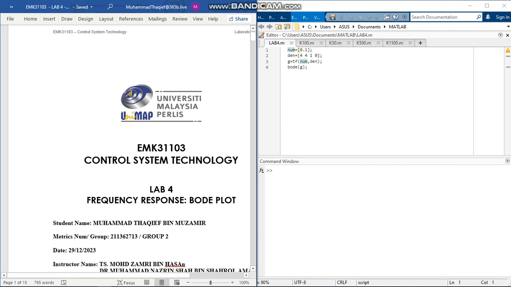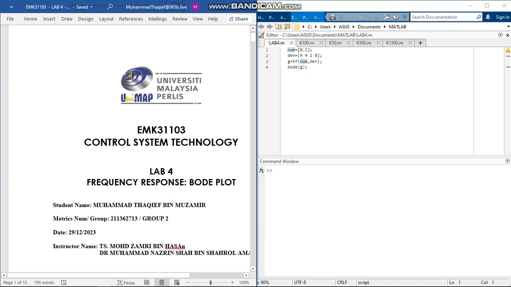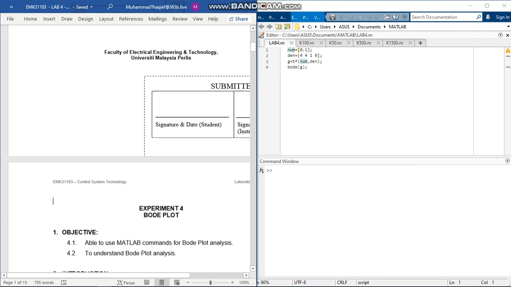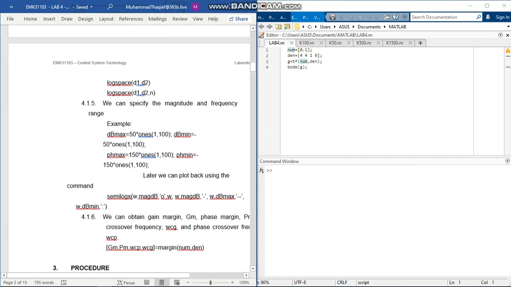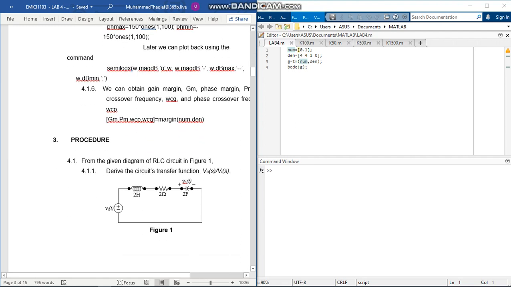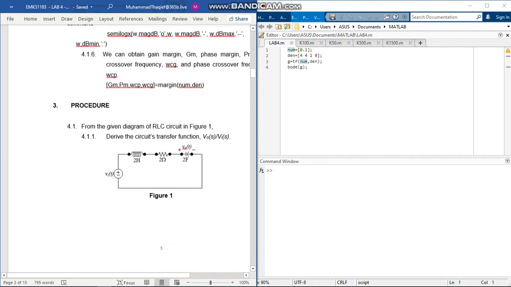My metric number is 211362713. Okay, so in this video, we will discuss Lab 4, which is frequency response Bode plot. Okay, so we move to number 3, procedure. So, procedure.